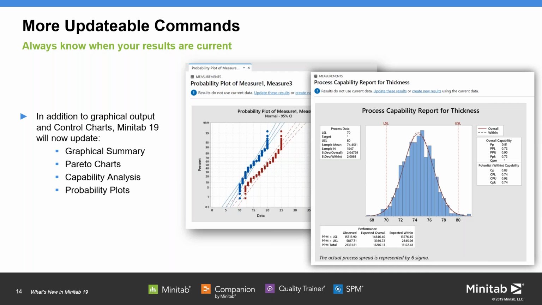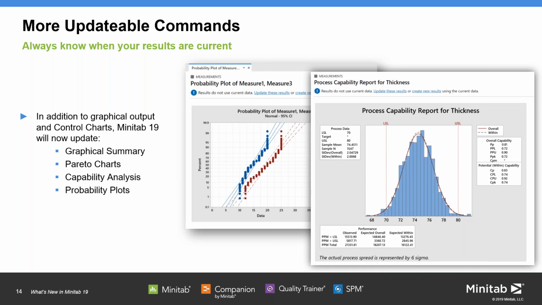Another important element of output is when your data changes, you might want to update it. You usually would. In Minitab 19, we've added more updatable commands. So not only will you know when your results are out of date, you'll have more options to be able to update those results without having to rerun the command.